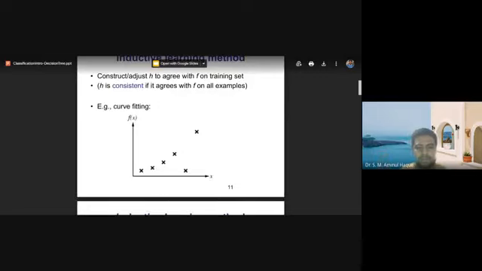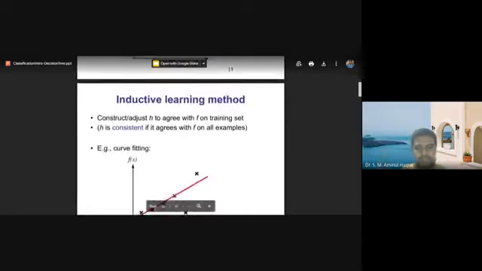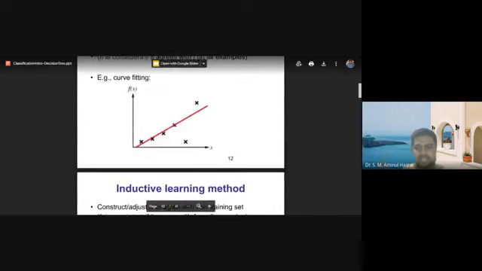Okay, so we have some data points here. First of all, we tried to fit a straight line here, but you see if I put a straight line, some data points are missed. One is here and one is here, right?